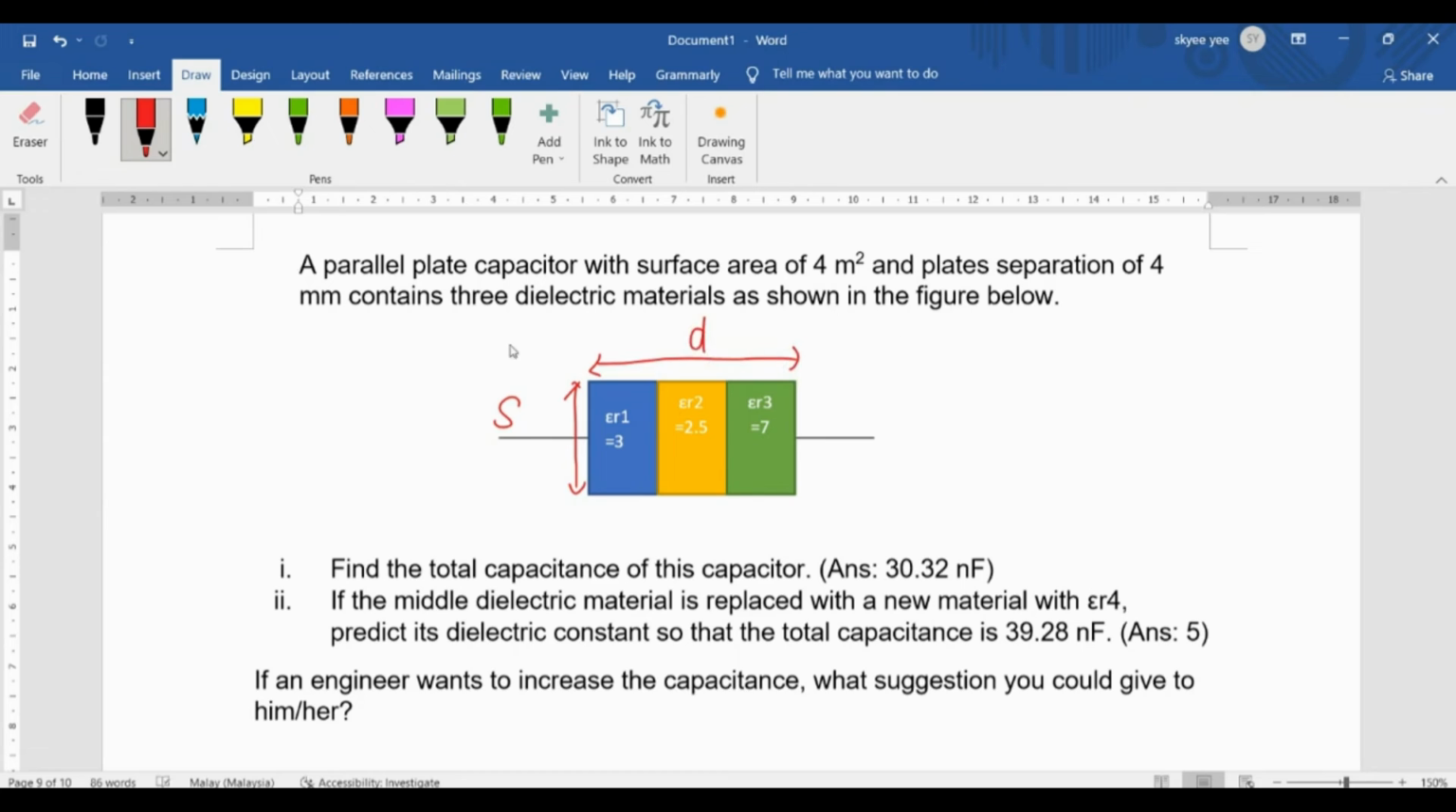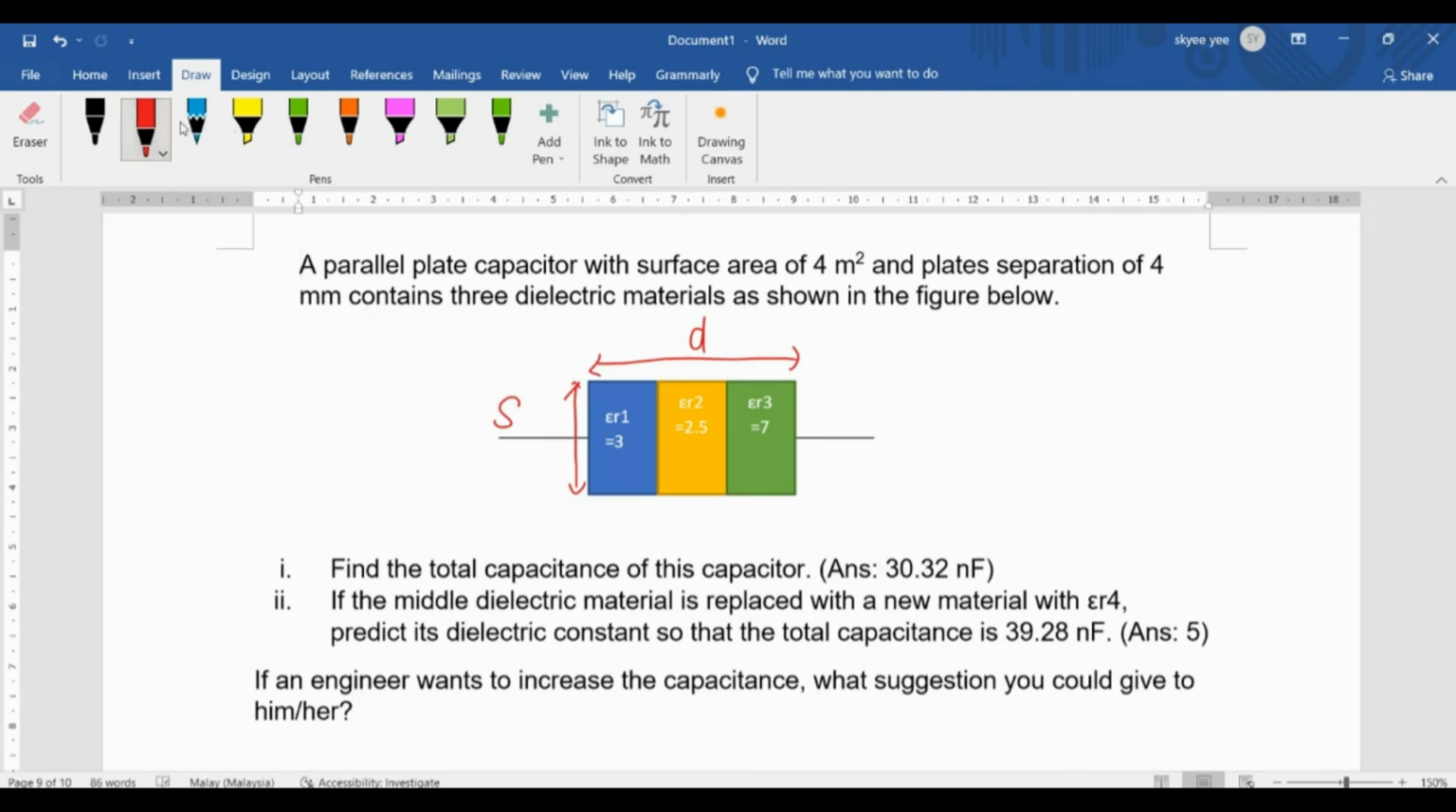So the plate separation is 4 millimeter. It contains 3 dielectric materials, something like this, and it looks like the d for each material is the same. They didn't mention. Find the total capacitance of this capacitor.